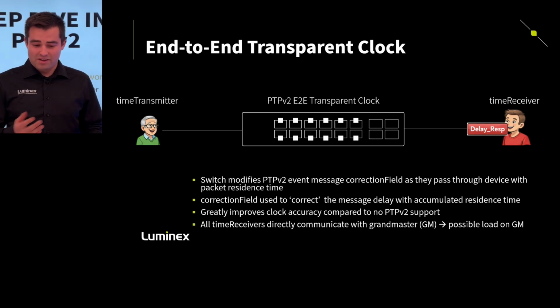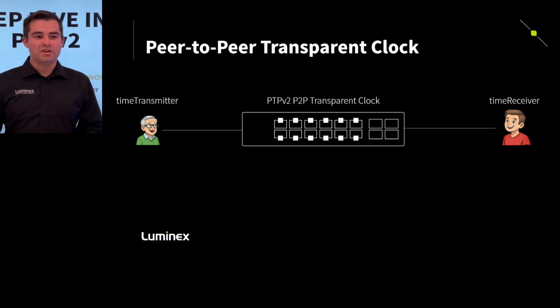Finally, in this mode, it's still important to know that all time receivers will talk directly to the time transmitter. If you have a lot of time receivers, a lot of devices syncing, then this can overload the grandmaster because it needs to handle all these delay response messages. So we can move to peer-to-peer transparent clock mode.